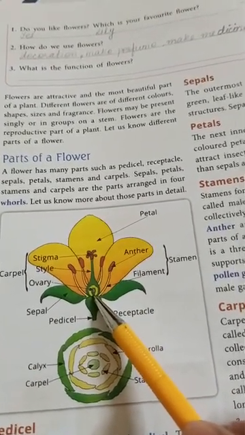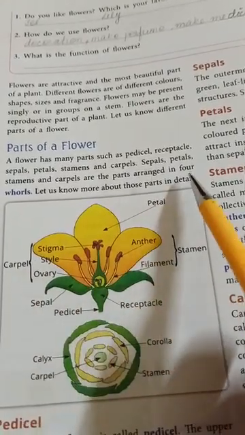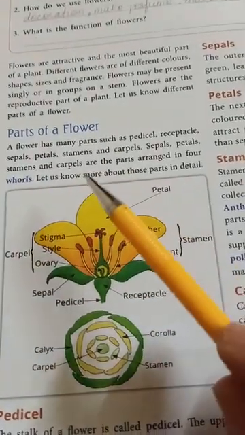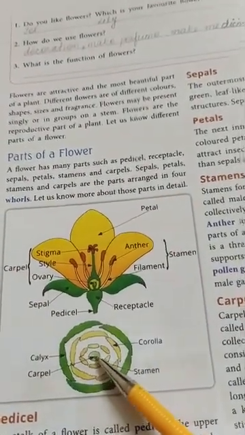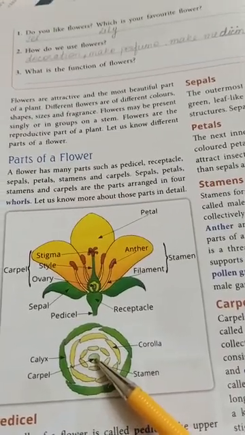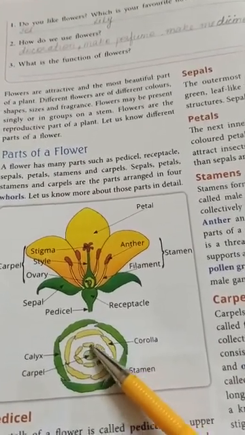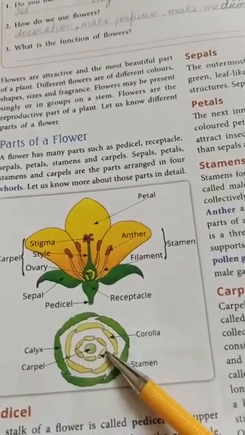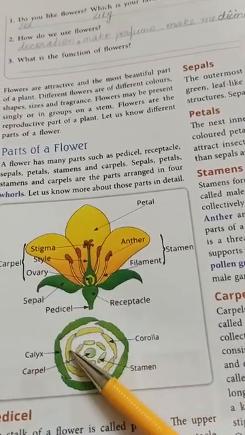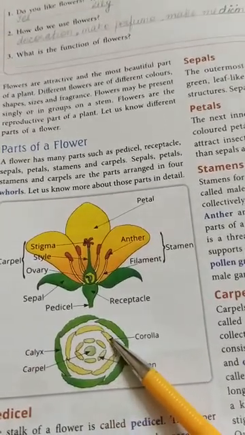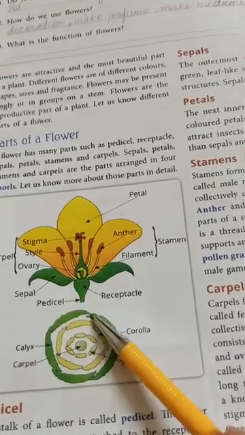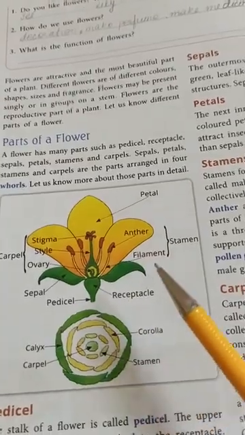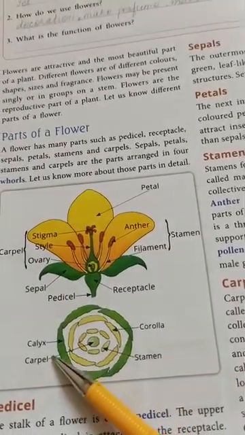So these parts are arranged in 4 whorls. What is the meaning of whorls? Whorls means circular pattern. For example, here you can see in the center there is carpel. Then this is the next layer. Now the next layer is of stamen. Then again another circular pattern which is of corolla, and then the last one is of calyx.